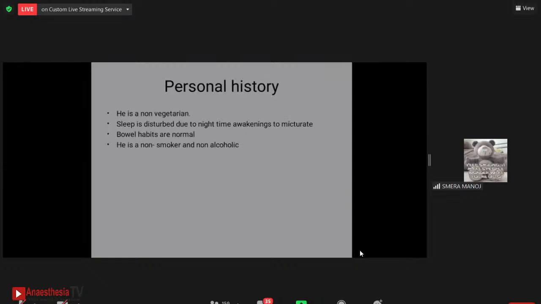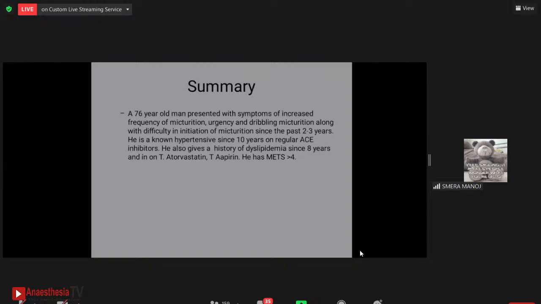In personal history, he's a non-vegetarian. His sleep is disturbed because of the nighttime awakening. Bowel habits are normal. He's a non-smoker and non-alcoholic.